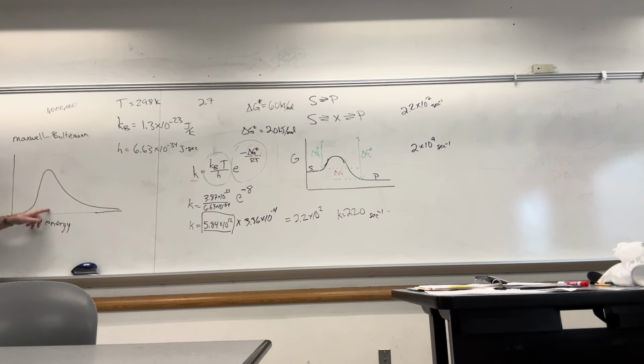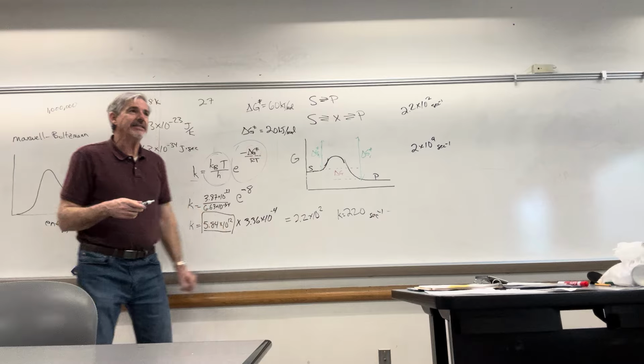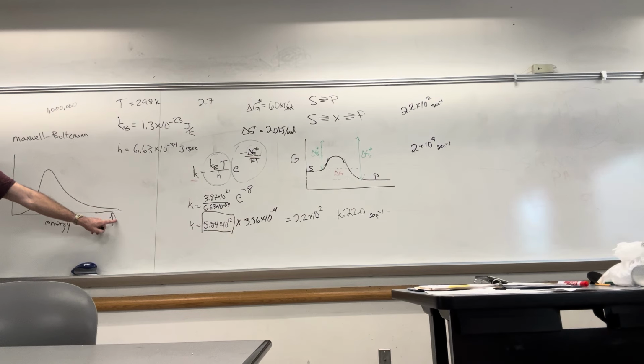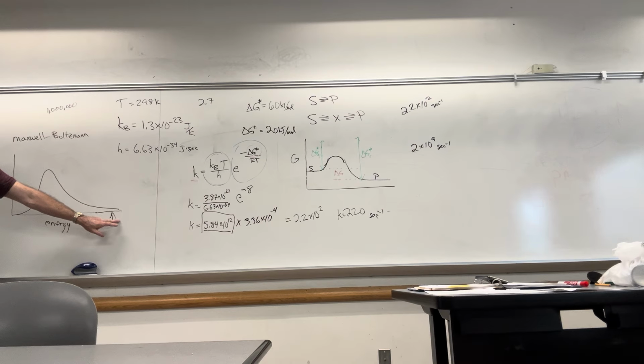So this would be the amount of energy associated with your basic substrate molecules. In order to get to the transition state, a molecule is going to need a very high amount of energy. What this tells us is that at any given time, there aren't going to be many substrate molecules that have that much energy.